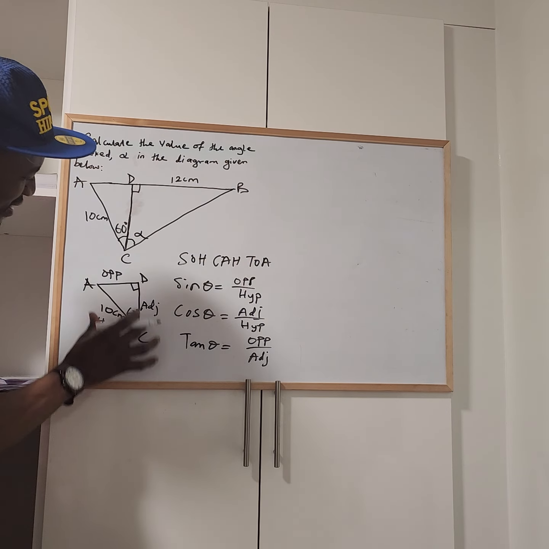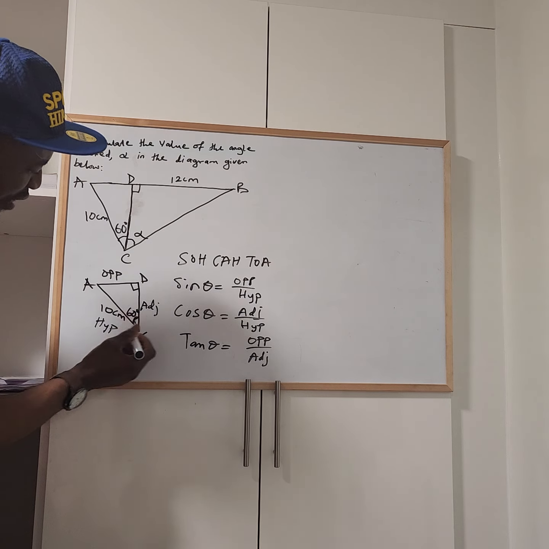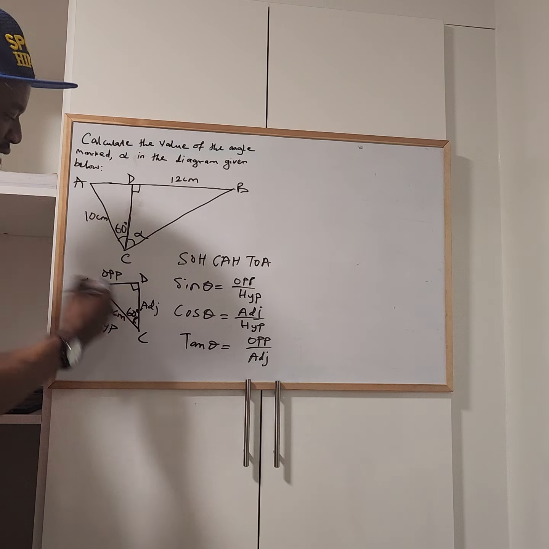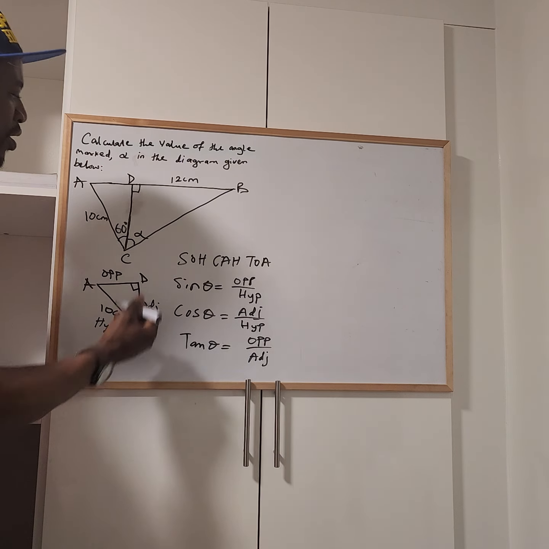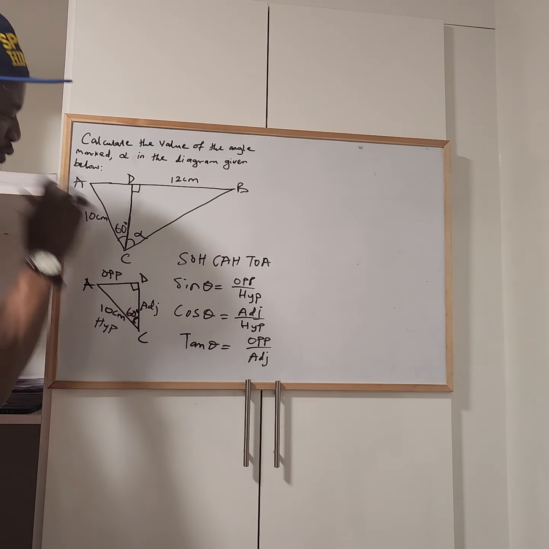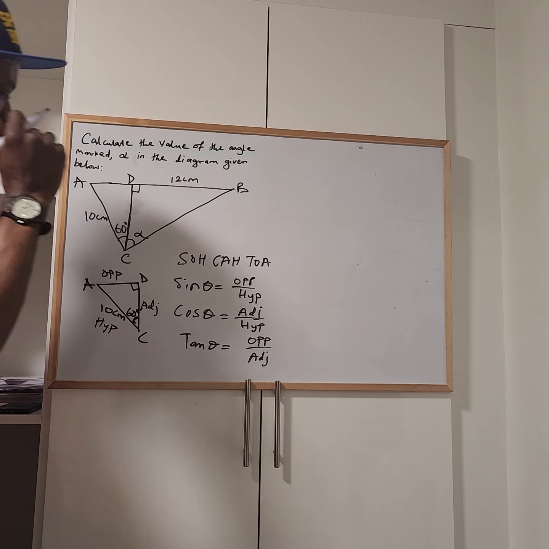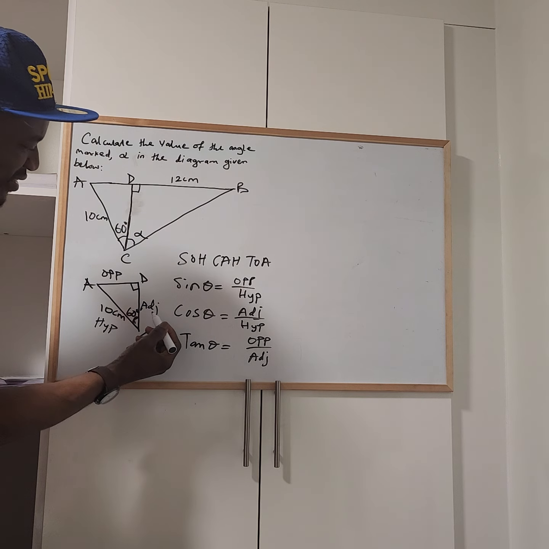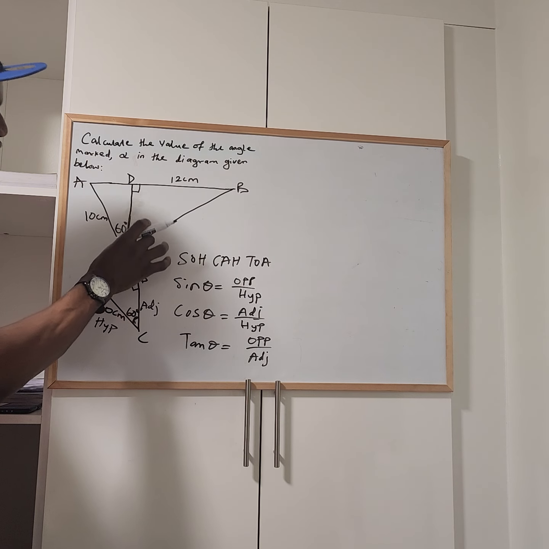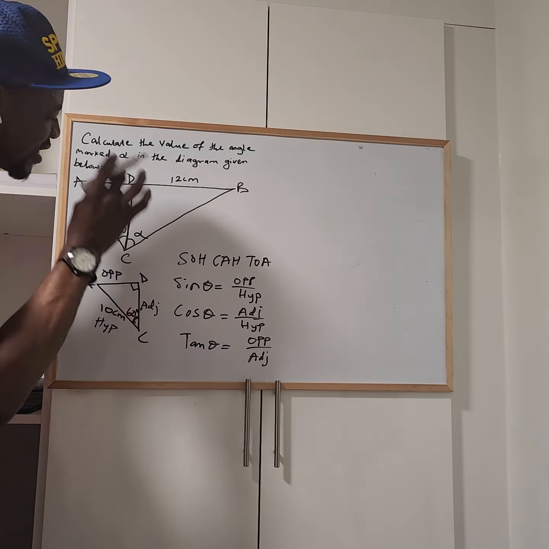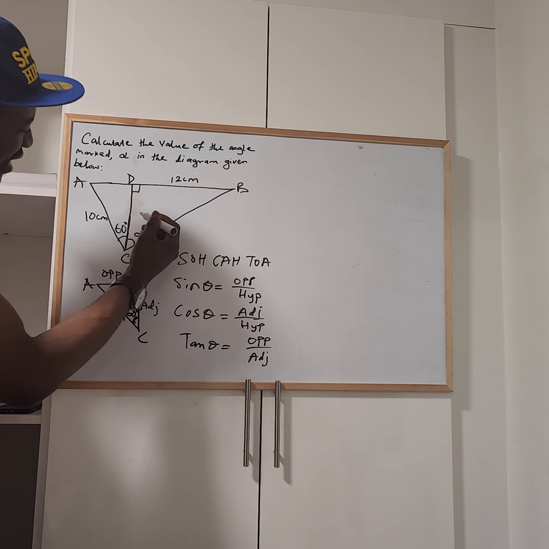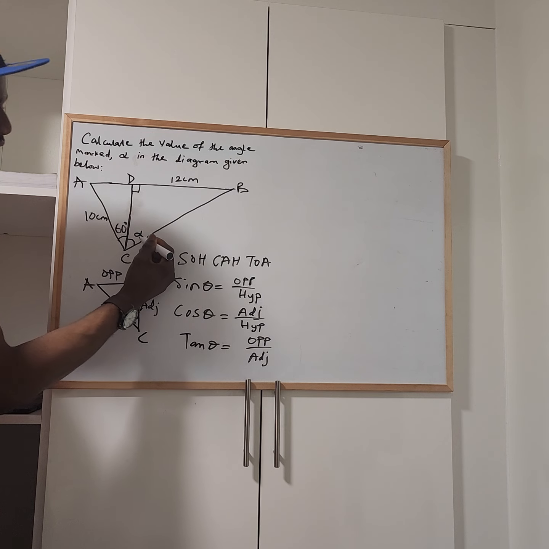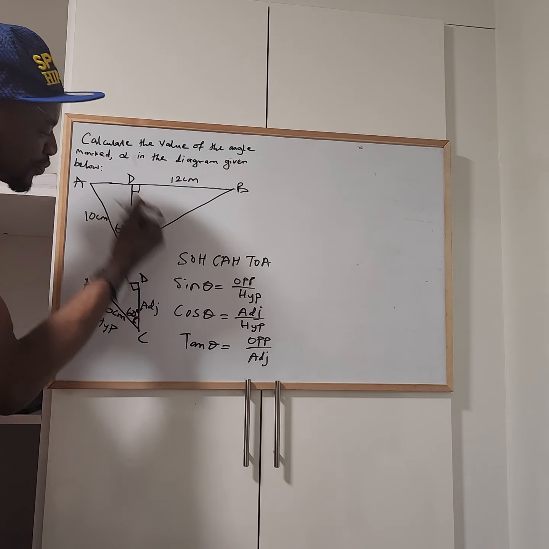Now that we have labeled this triangle this way, we have the opposite, the hypotenuse, and the adjacent. And there's an angle here included, and there is a length given. Which of these do you think is most suitable? If I want to find my opposite, I can find it. If I want to find my adjacent, I can find it. But because of what we are looking for, and in order to save time, it is better to quickly find the adjacent. Once we know the adjacent, we can find this angle here.